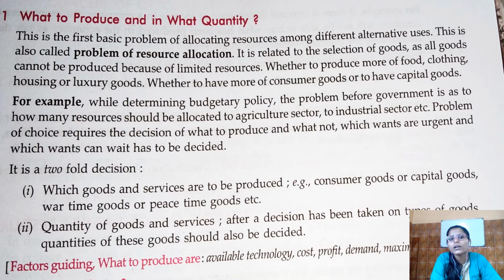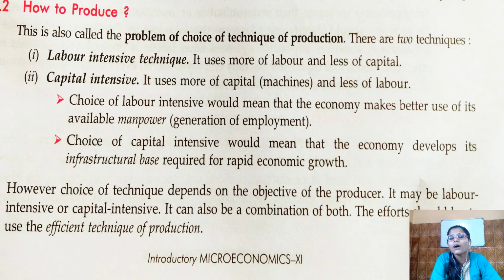After deciding what to produce and in what quantity, the next problem is how to produce, and this is related to your choice of techniques of production. In short, this is related to the methods or technology used to produce such goods. There are two techniques, that is labor intensive technique or capital intensive technique. Labor intensive technique means you use more labor and less capital.